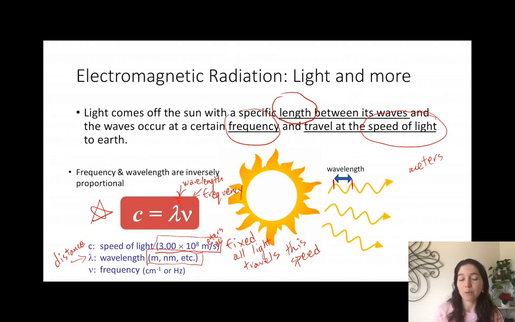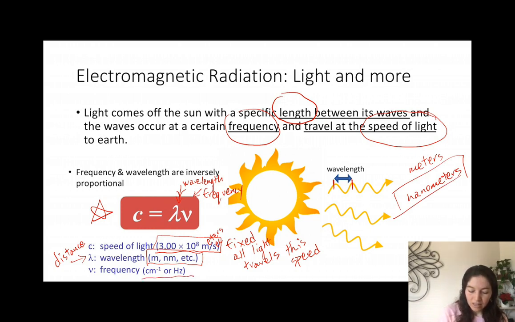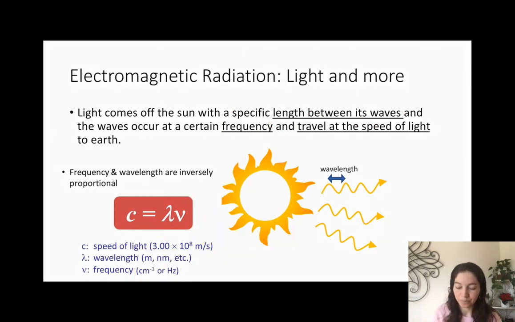That is possible. A lot of times when we're dealing with light, we'll be talking about nanometers. It's not always true, but be on the lookout this chapter. You're going to see a lot of things in nanometers. Frequency is in inverse centimeters, or hertz. I'm going to show you what that is.